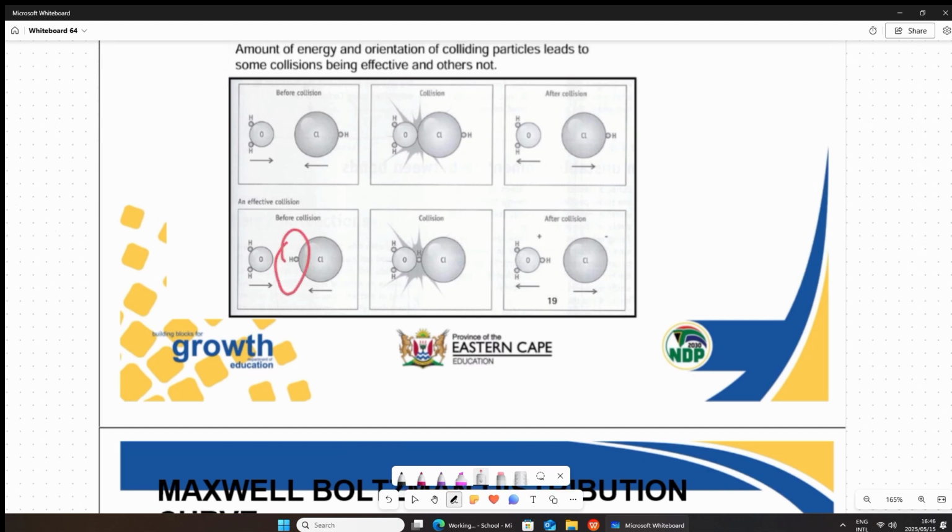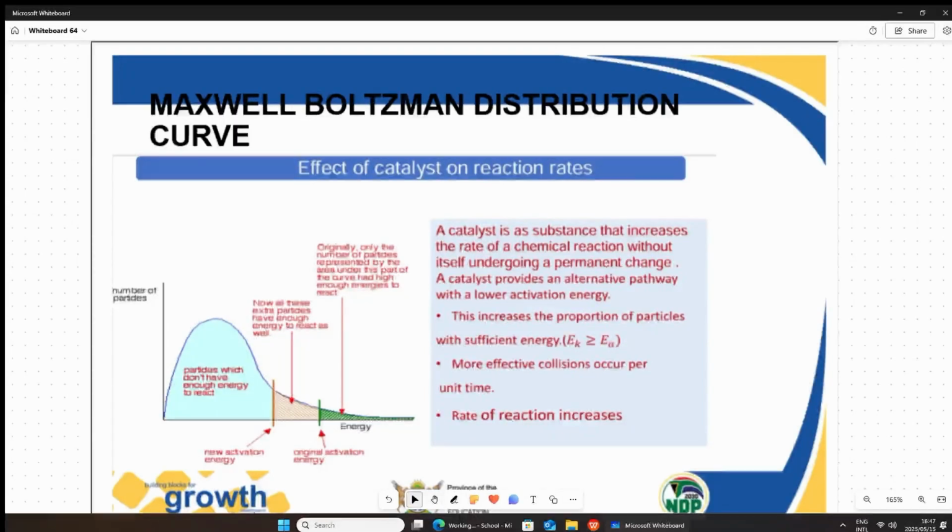If the hydrogen atom is the one approaching the oxygen atom in the water molecule, then this collision will result in an effective collision, because now the hydrogen atom is attached to this oxygen, as you can see, and the chlorine atom is left without a hydrogen. It proceeds in the opposite way, and therefore this is an effective collision because a new compound is formed. Therefore, a product has been formed.